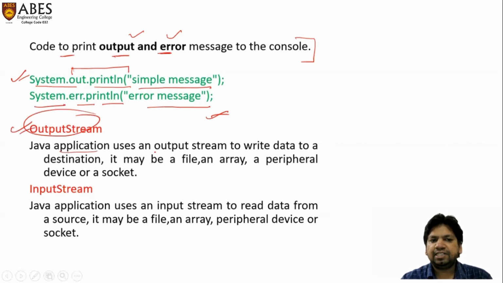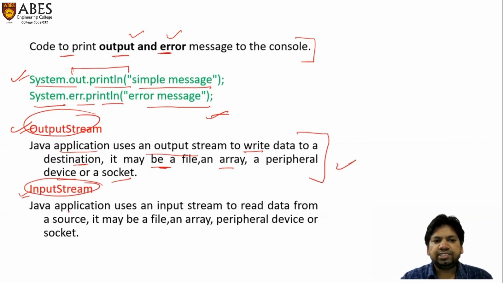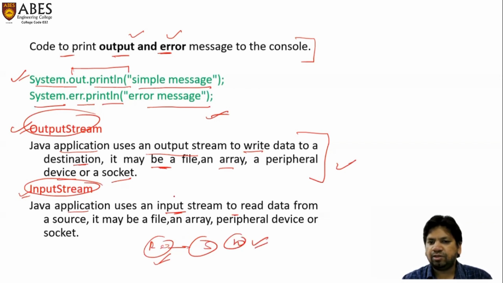Output stream. The Java application uses an output stream to write data to a destination. It may be a file, array, devices, or sockets. That's called an output stream. But in the case of the input stream, the Java application uses an input stream to read data from the source. ये source है, हमें इससे कोई data read करना है तो हम use करेंगे input stream. और अगर हमारे पास write करना है तो we will use output streams. Okay, means output stream for writing data and input stream for reading data from the source. It may be a file, array, devices, or sockets.